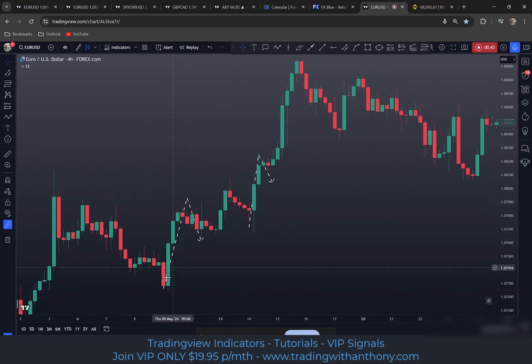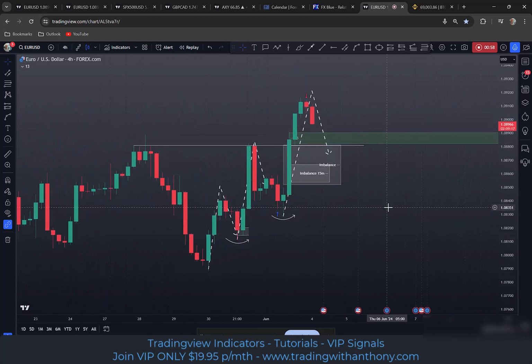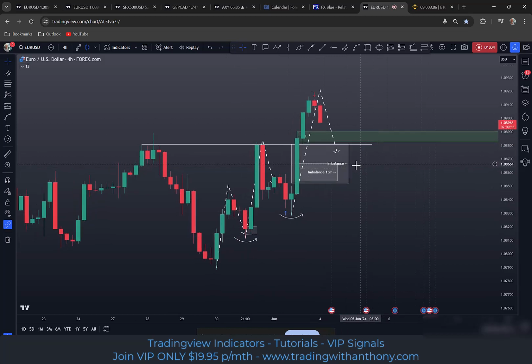This is my strategy. 4-hour time frame, rally, retrace, and then I'm looking for the rotation on these pullbacks, and the rotation is going to occur on a lower time frame on the 15-minute chart. So you can see that it rotated here, here. So we go down to the 15M and we look for the opportunity to get involved.